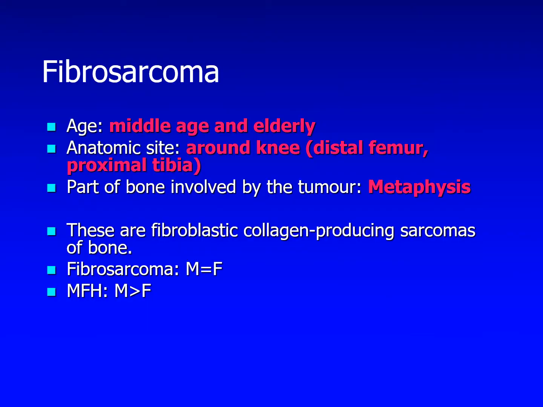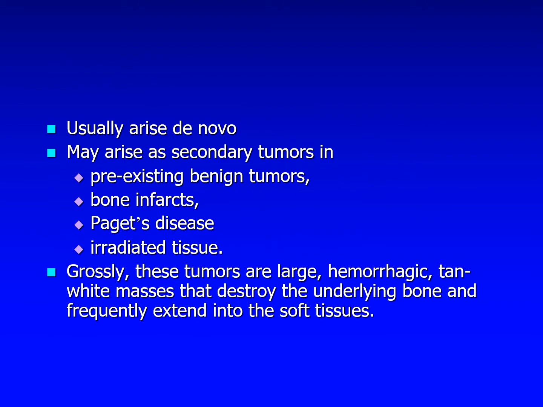Fibrosarcomas are fibroblastic, collagen-producing sarcomas of the bone. They affect the middle-aged and elderly and are seen around the knee most often. They affect the metaphysis of the bone. Fibrosarcoma usually arises de novo or may arise as secondary tumors in pre-existing benign tumors, bone infarcts, Paget's disease of the bone, and irradiated tissue.